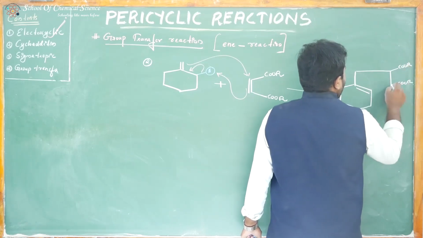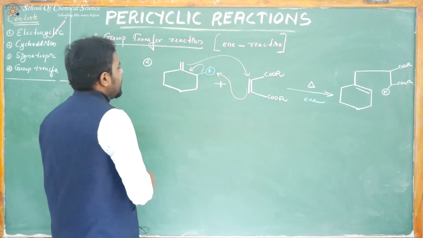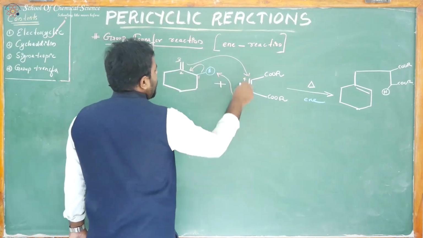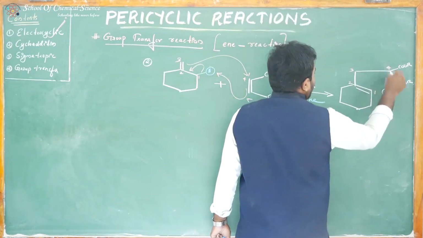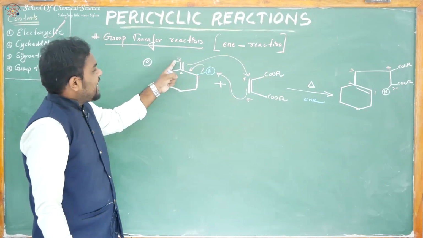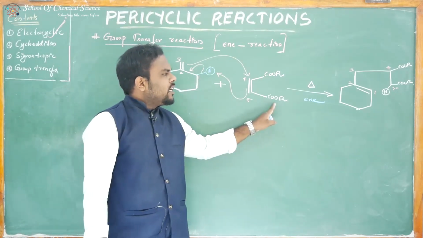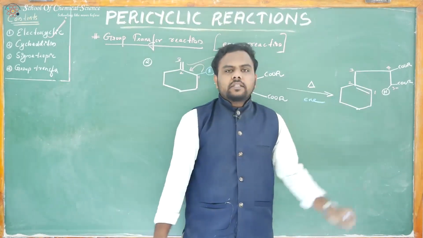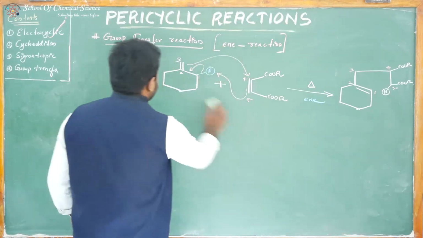The second carbon also has a COOR. Hydrogen is transferred to this side. You can give a number. This allylic carbon is 1, this is 2, 3, 4, 5. Here also 1, 2, 3, 4, 5. Between 1 and 2 a pi bond is formed. 3 is connected to 4 and 5. At 4 and 5 a COOR is present. The hydrogen at the first carbon is transferred to the fifth carbon. That will be the product. Clear? Okay. Question number 3.